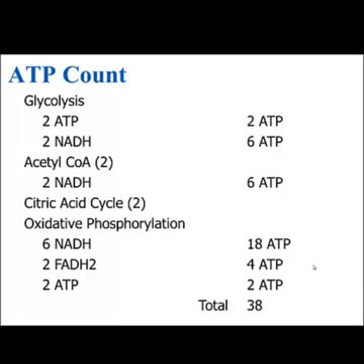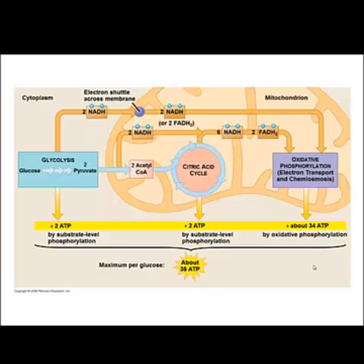Now the reason why you see the 2 next to acetyl-CoA and the citric acid cycle is that this is a doubled process. Remember, we ended up with 2 pyruvate, and so we have a doubled process going into acetyl-CoA formation and the citric acid cycle. So let's look at it in picture form.